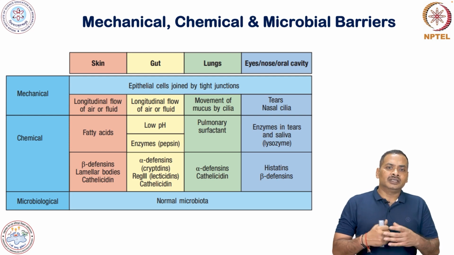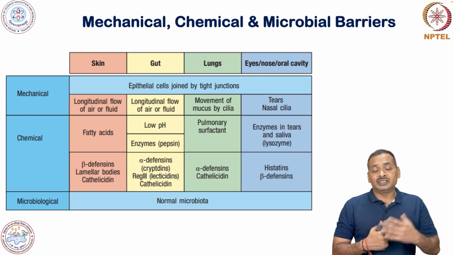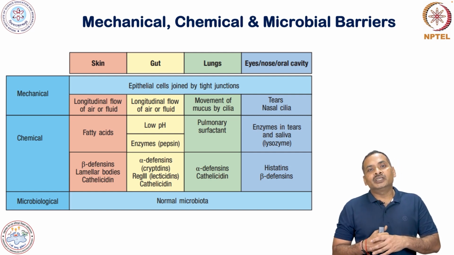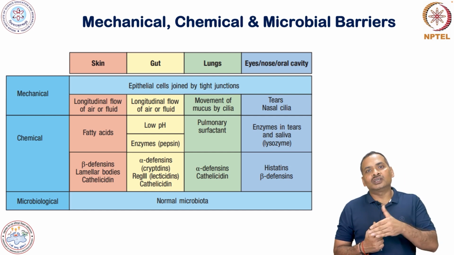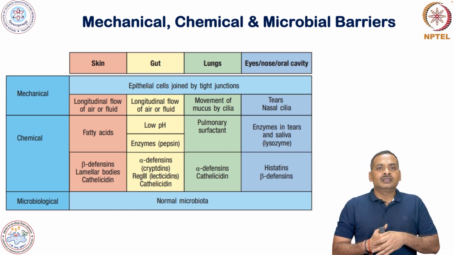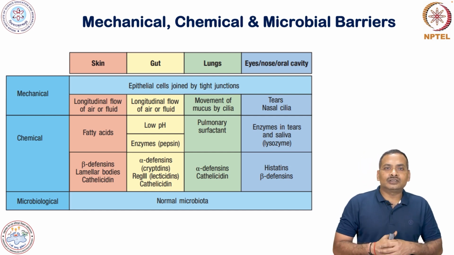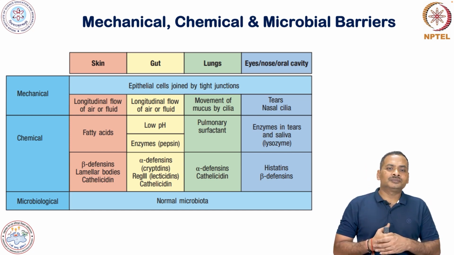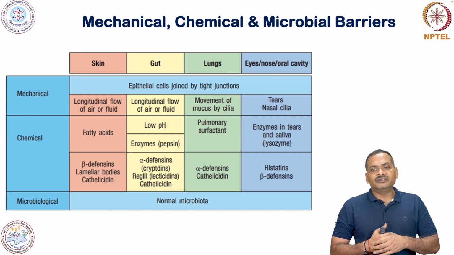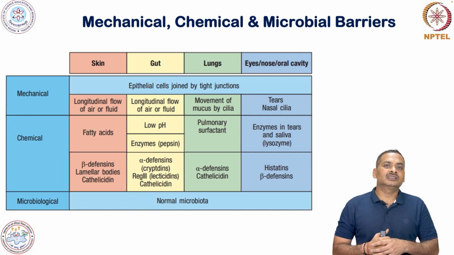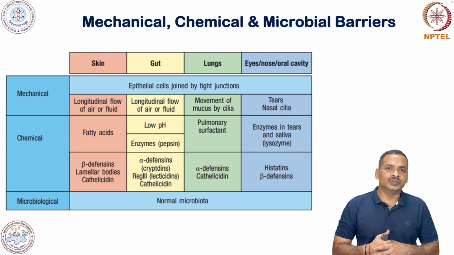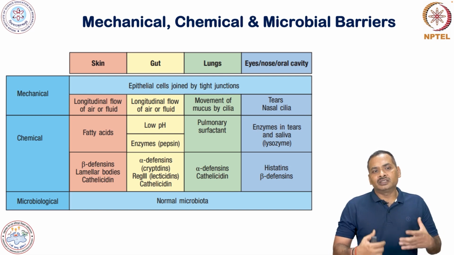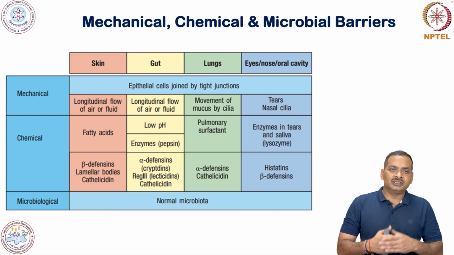In eyes, nose and oral cavity, in eyes there is tear. This tear keeps on flowing and keeps a kind of layer over our eyes. And this tear consists of lysozyme, as maybe you have studied. In the nasal cavity, the nose, there are cilia which keep on moving. So, this provides a kind of mechanical barrier. There is also a chemical barrier in these places.